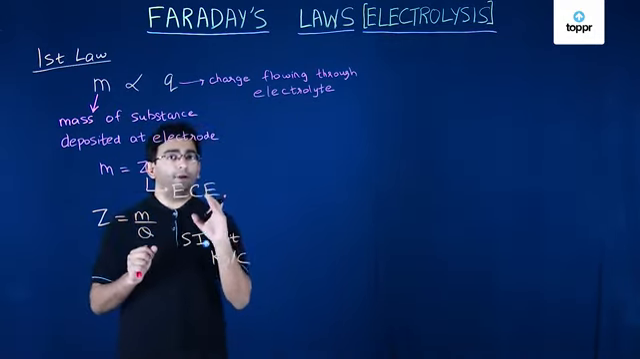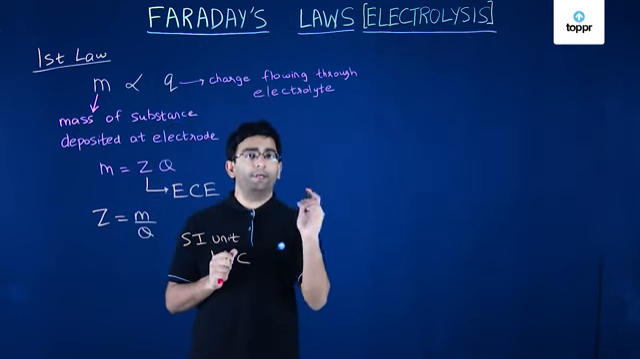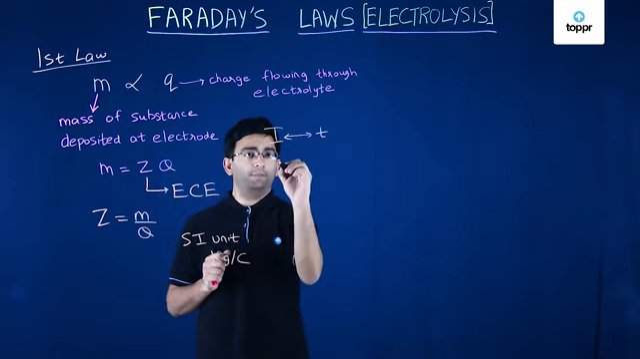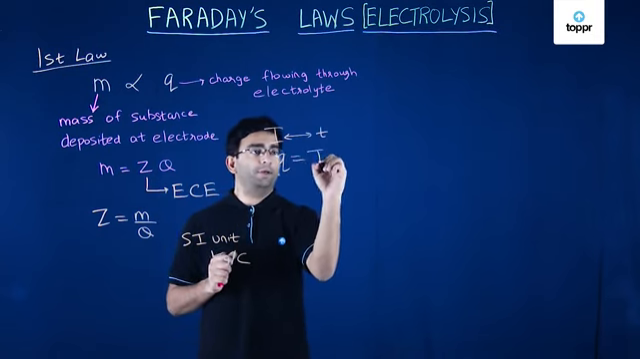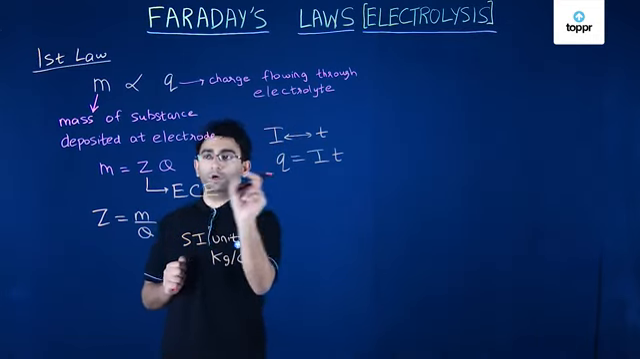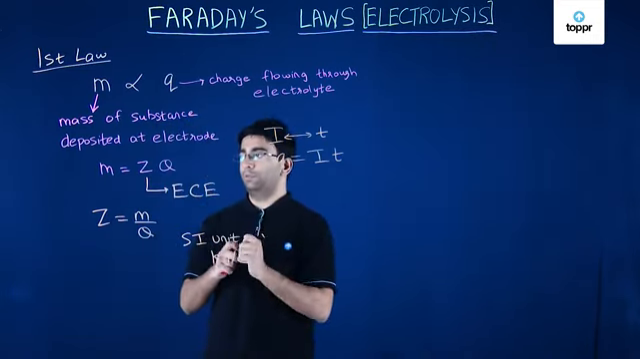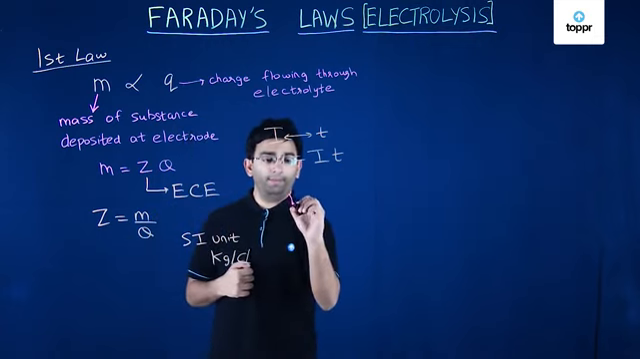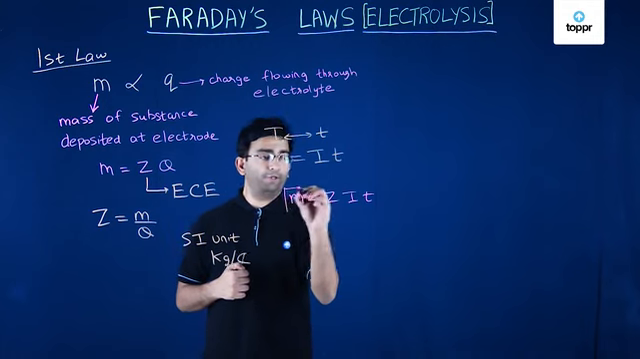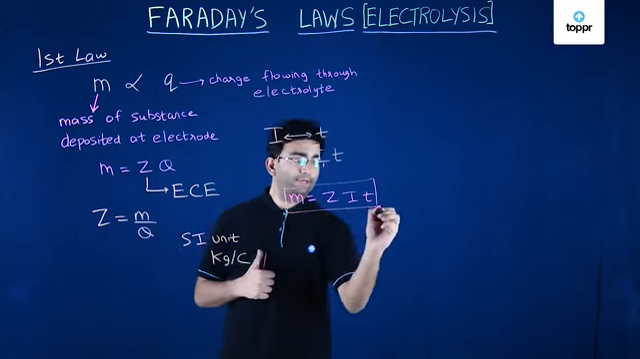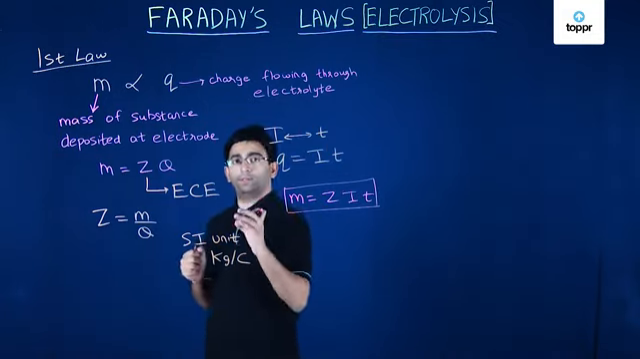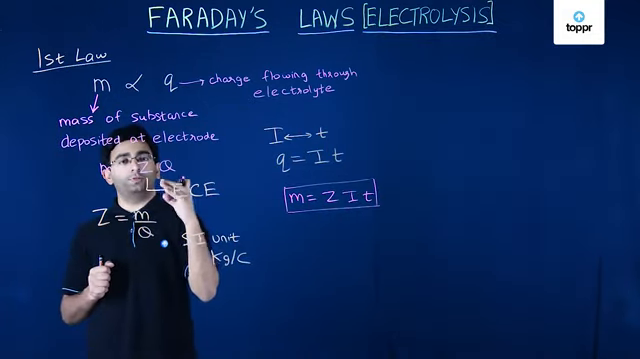Now let's say current I is flowing for a time t. This implies the charge passing is the product of current into time. If I substitute the expression of charge in this equation, we get M as ZIt. So this is the complete first law of Faraday, which connects the mass of the substance deposited on an electrode with the total charge flowing through the electrolyte.